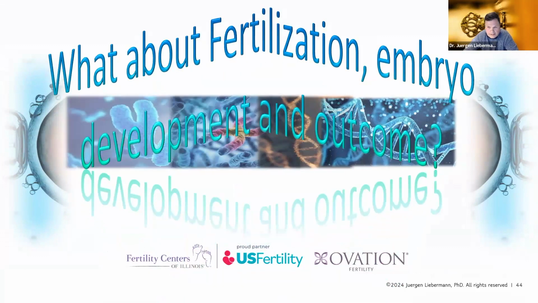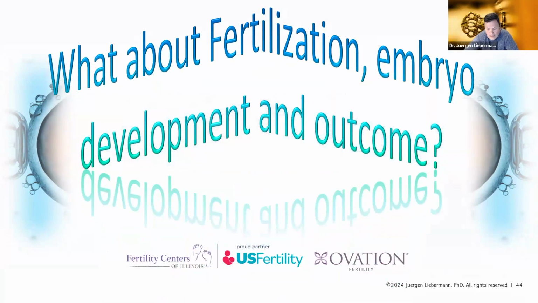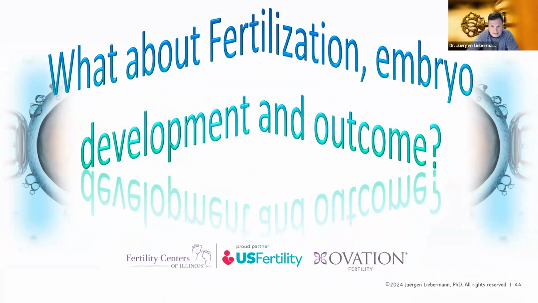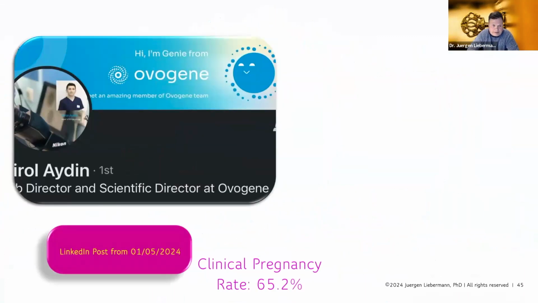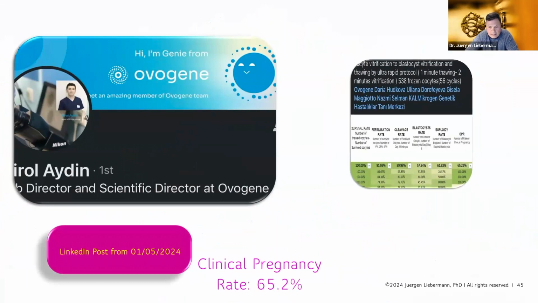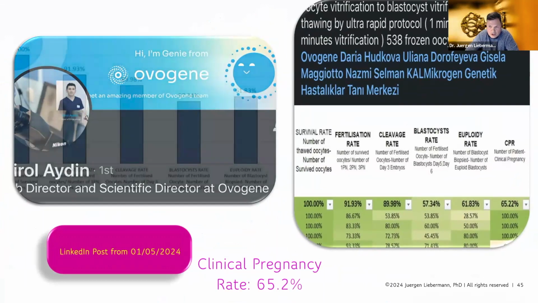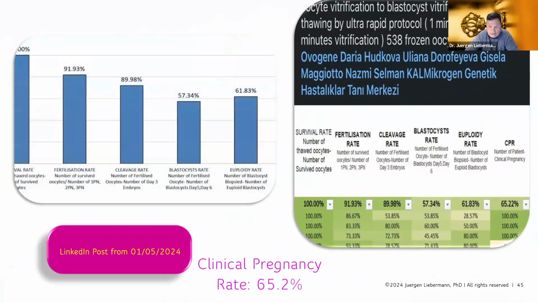And what about fertilization, embryo development, and outcome? I rely here on a LinkedIn post by the lab director, Birol Adin from Ovogene, and he used that protocol pretty much, freezing in 2 and 1 minute thawing. You see here his survival rate 100%, fertilization over 90%, cleavage rate close to 90%, blastocyst formation rate about 57%, and his rate of euploid embryos after genetic testing was close to 62%.